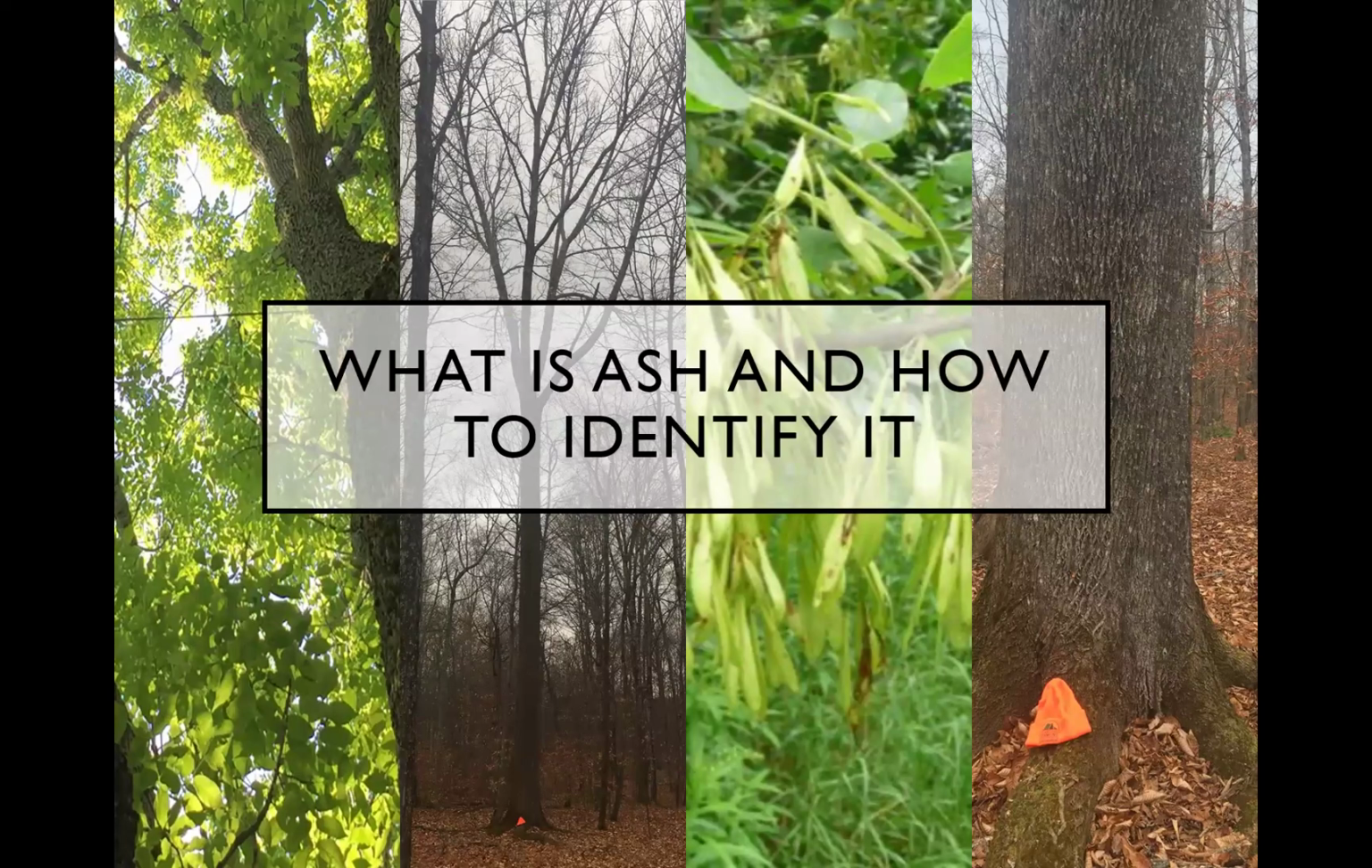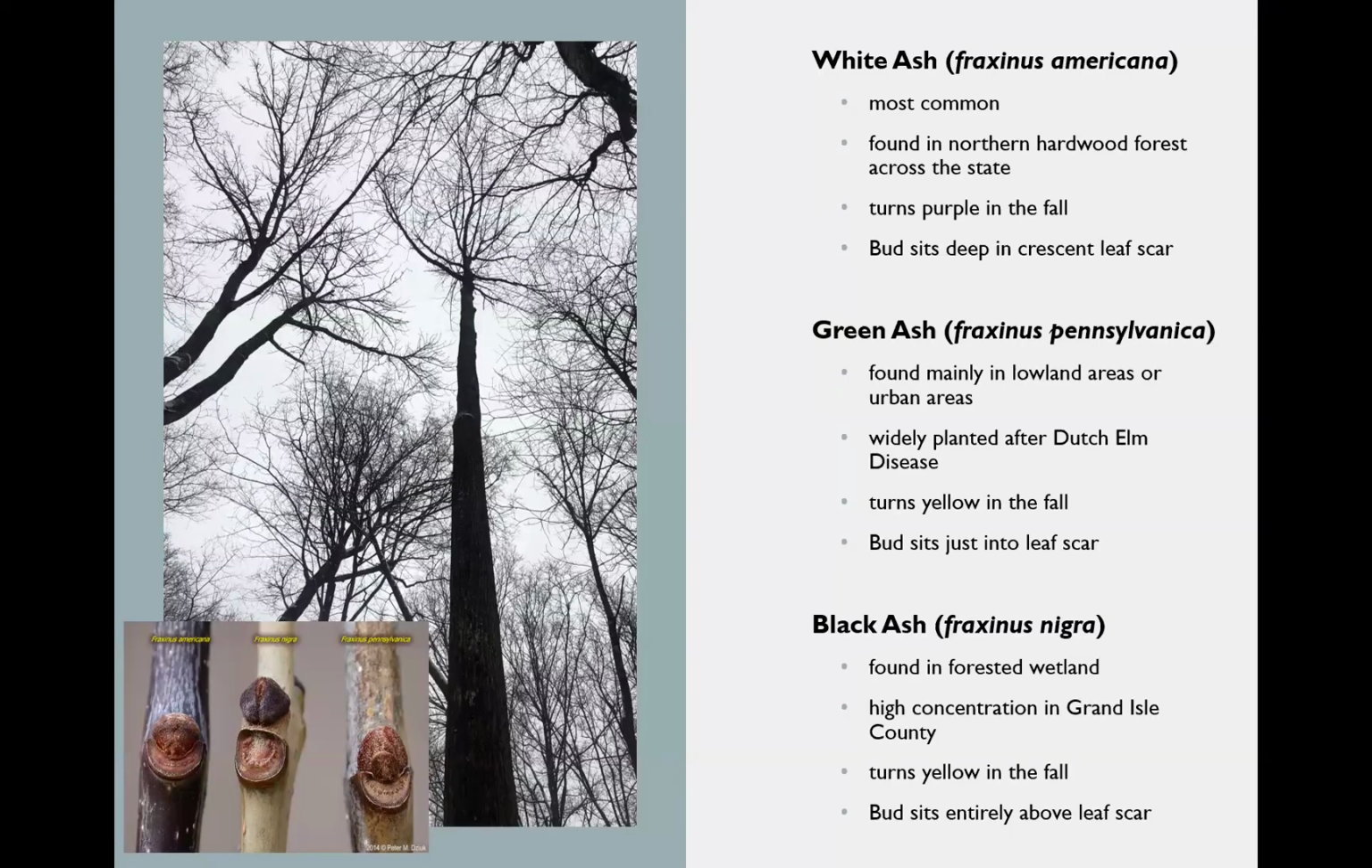So what is ash and how to identify it? Ash is the only host species for emerald ash borer. So that means emerald ash borer will only eat ash trees. And we in Vermont have 3 different species of ash trees. We have white ash, we have green ash, and black ash. Most of our forests have white ash. That's sort of an upland northern hardwood species in the mix with maples and birches.